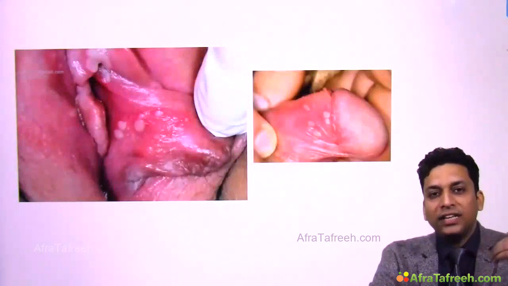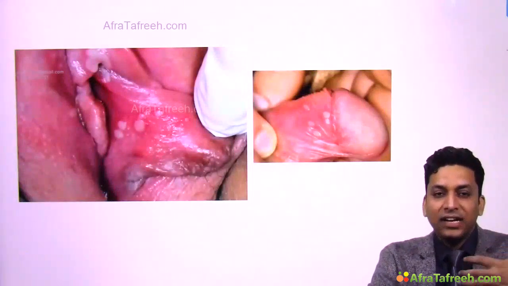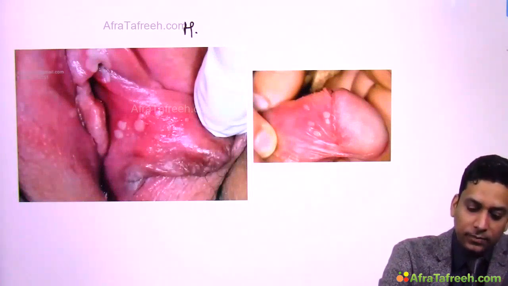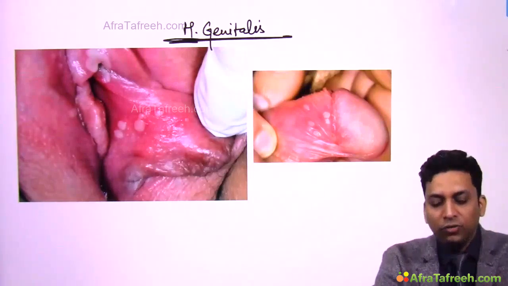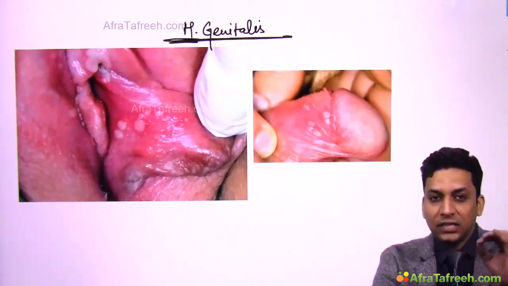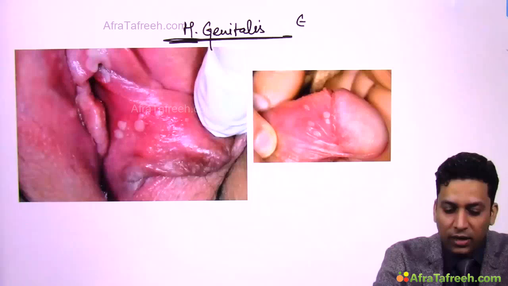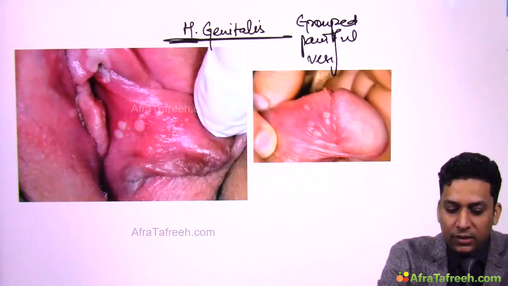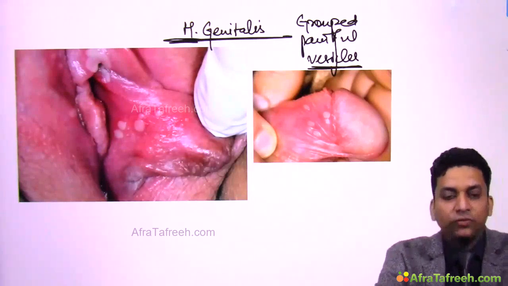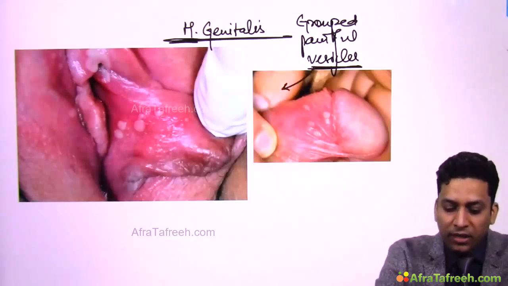Then I told you that there are viral STIs also, like herpes genitalis. In herpes genitalis, I already told you, you will find grouped painful vesicles. Vesicles are fluid filled lesions. So initially these fluid filled lesions are present, but many a times they might rupture.